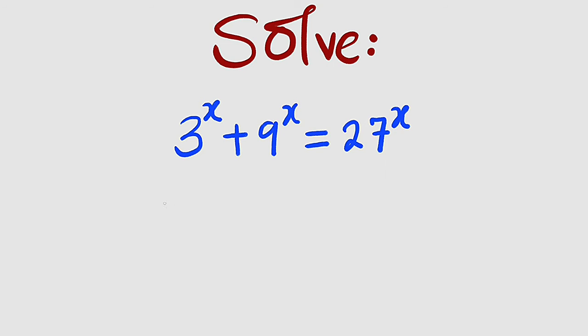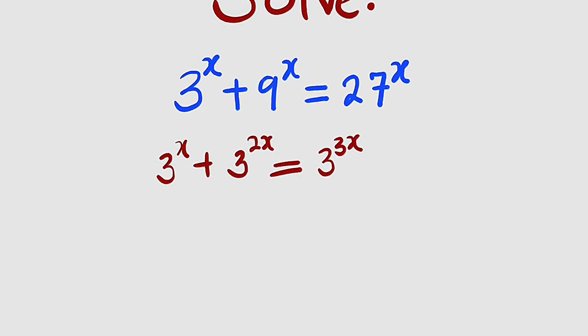So 3 to the power of x remains the same, 3 to the power of x. But 9 can be written as 3 squared, so we have 3 squared, but we have another x to the top. This is equal to 27, which is 3 to the power of 3. So we have 3 to the power of 3, but we have our x.